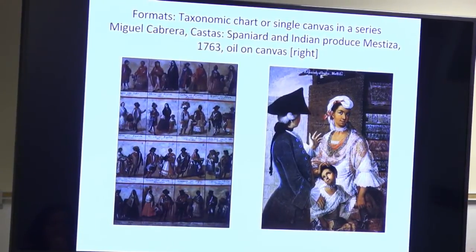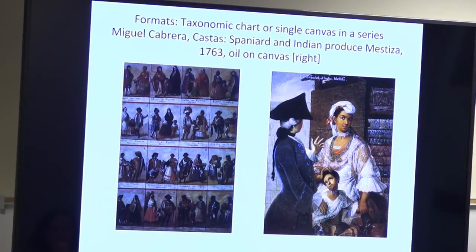There are 4 registers with 4 vignettes running across. Or if you have the money and the space, you can commission a series of cast paintings where each of the vignettes becomes an individual canvas. Okay, those are the 2 versions: either all on one canvas, like a taxonomic chart, or in a series of individual canvases that depict the racial mixing.